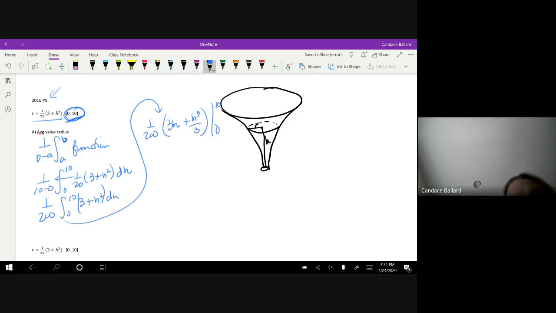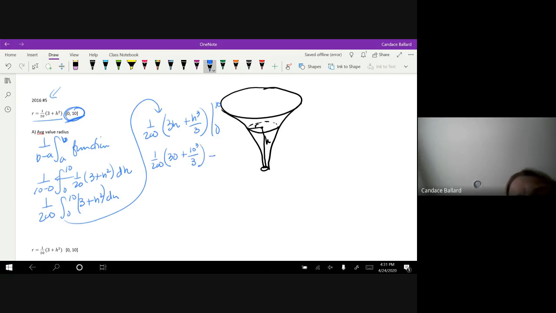Okay, we're going to plug in. So that's the next thing we have to do. I'm keeping the 1 over 200 out front. 3 times 10 is 30, plus, maybe I don't know how to do 10 cubed in my head. I'm just going to write 10 cubed over 3. And then I'm going to subtract.